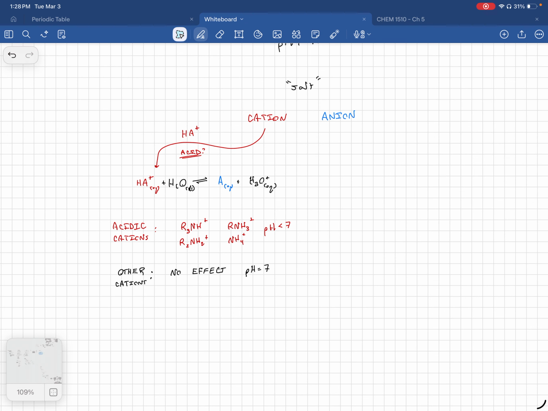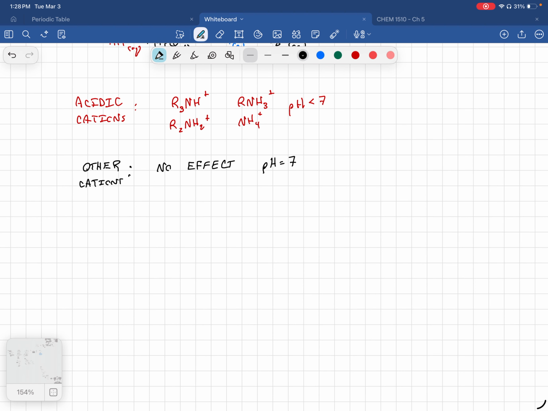Okay, so we ask, is the cation acidic? Can it donate a proton? So examples of cations that are not going to have an effect: sodium, potassium, right? They're not even Bronsted-Lowry acids because they don't have a covalently bound hydrogen.